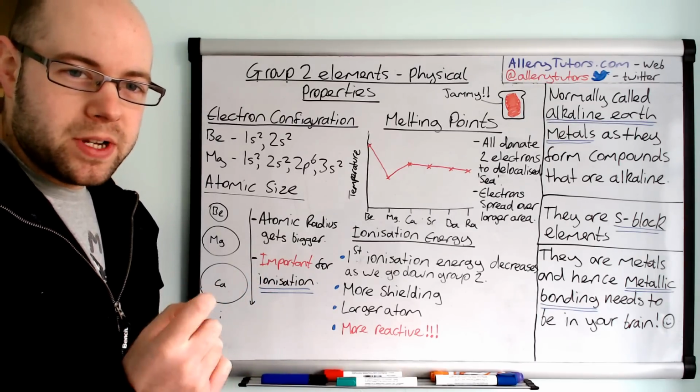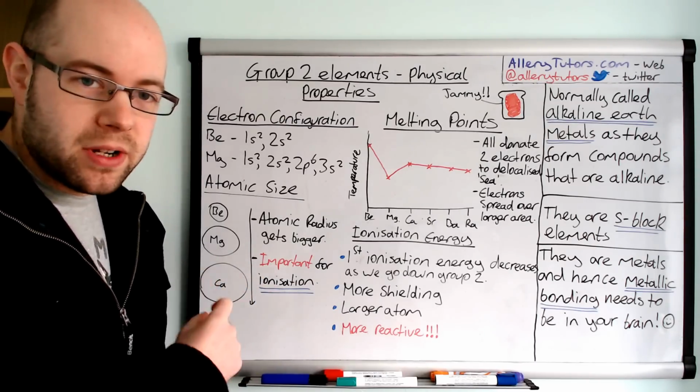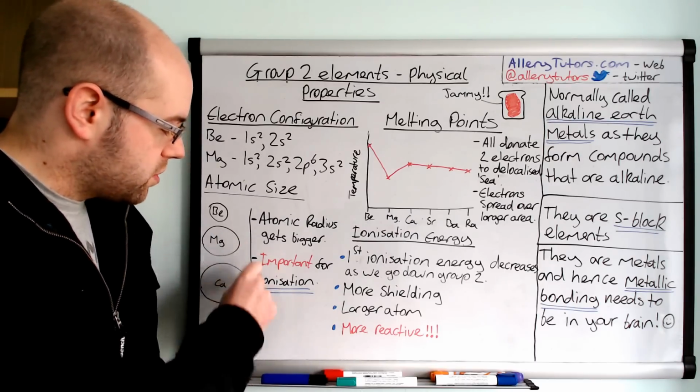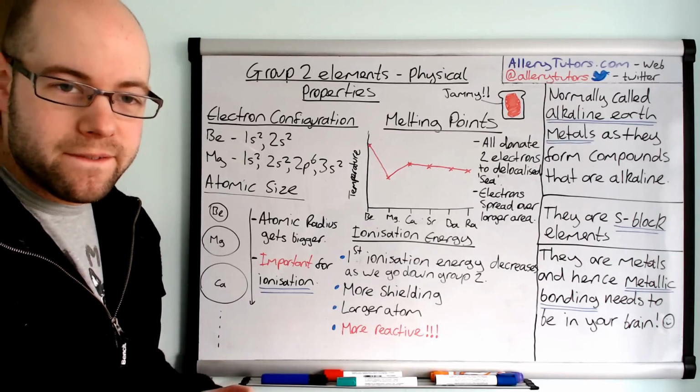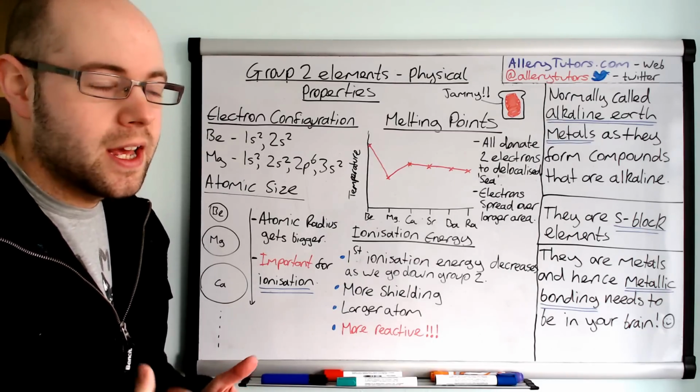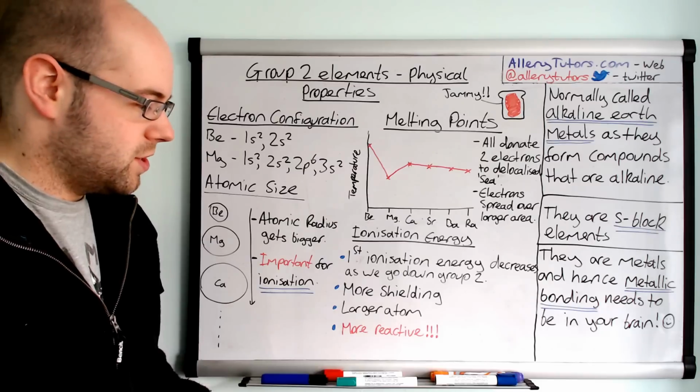Just remember, we have a positive nucleus in the middle, and the reason the electrons are around the atom is because they're attracted to the nucleus. So if they're further away from the positive nucleus, then effectively the ionization energy is reduced.